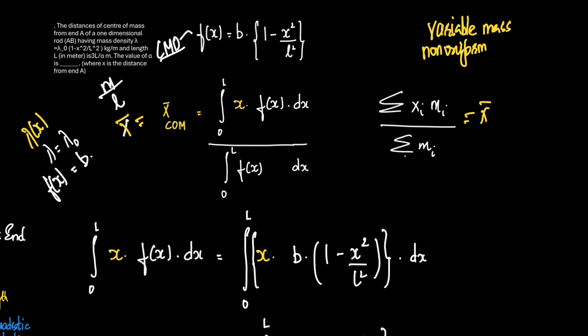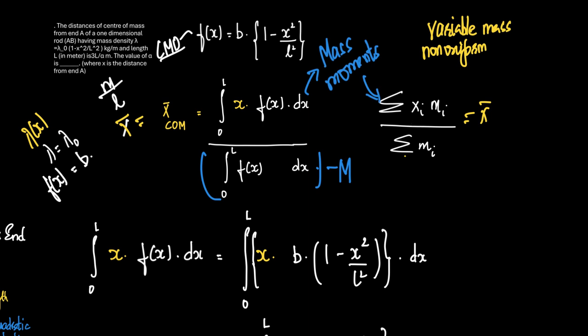Now this actually corresponds to the equation x bar is equal to sigma mi xi by sigma mi. What does sigma mi mean, or what does the integral 0 to L f of x dx mean? This denominator here represents the total mass of the rod, that is M. And what does the numerator represent? The numerator represents the mass moments, which is given by the sum of individual masses into the distance they are placed at.